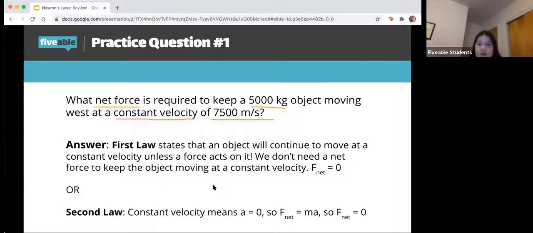We can use the equation F net equals ma. If a is 0, then net force has to be 0, because an object can't have 0 mass. Basically, if acceleration is 0, net force is also 0. So net force is equal to 0. So 0 is the answer.